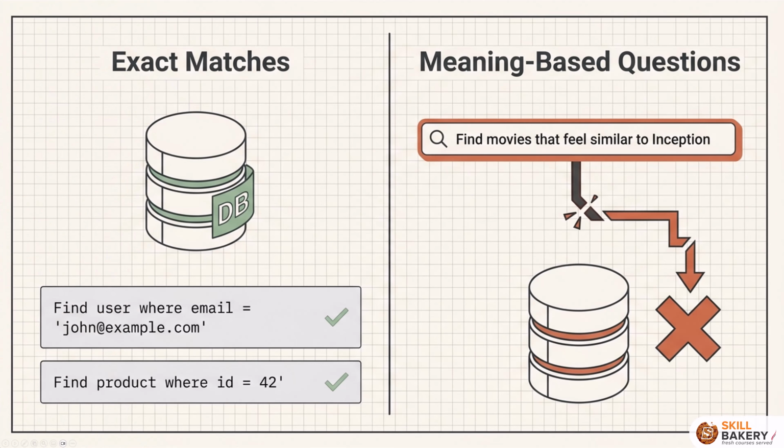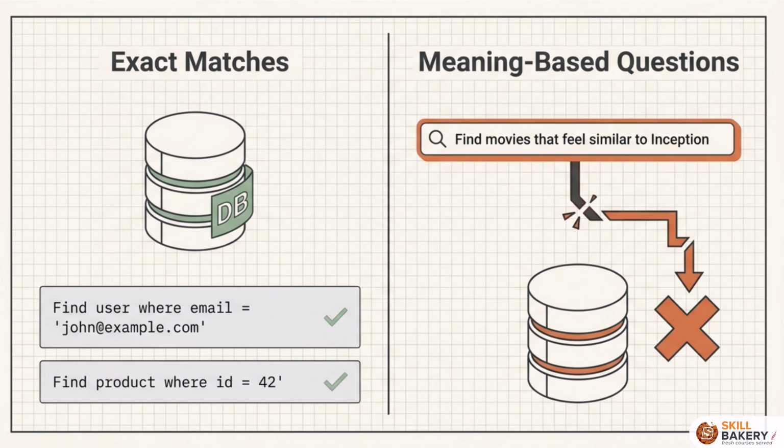To understand why we need a new kind of database, we must look at the limitations of traditional systems. Traditional databases are built for exact matches. They are perfect for finding a user by an exact email address or a product by a specific ID. However, they fail when faced with meaning-based questions. If you ask a traditional database to find movies that feel similar to Inception, it breaks because it doesn't understand the semantic relationship between concepts.